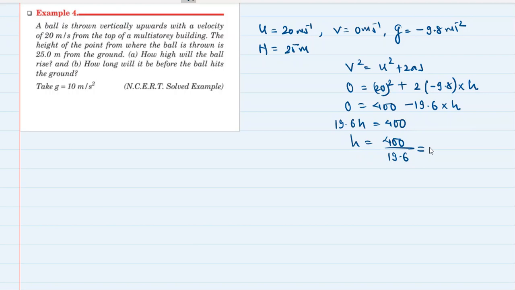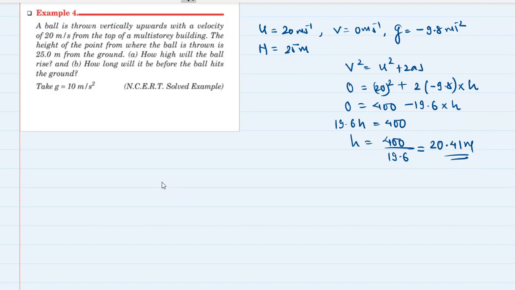So we have got the height, which is approximately 20 meters, but since we have decimals, let's figure it out. It is 400 divided by 19.6, so 20.41 meters. So this is the height to which the ball will rise above that multi-story building. Okay, and how high will the ball rise, that we have got, and how long will it be before the ball hits the ground, that is the time.